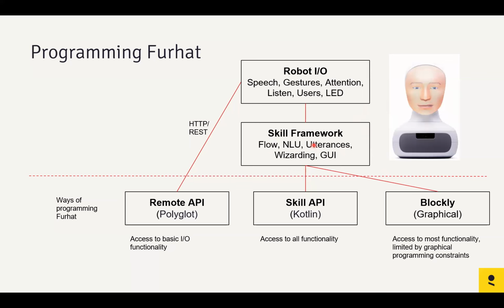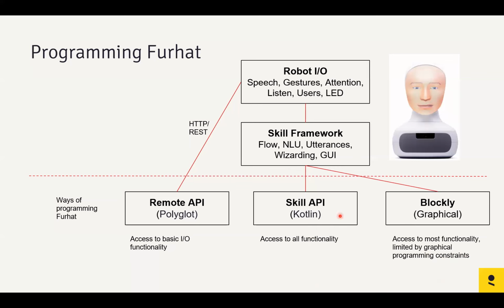The skill framework is something we have built on top of this, which is a much richer framework for developing conversational interaction, where you can develop a dialogue flow. You have access to natural language understanding, multimodal utterances, Wizard of Oz functionality, and also to add graphical user interfaces to the robot. And this you can program in two different ways. We have what we call the Kotlin Skill API, where you use Kotlin, the programming language, to program the robot. And then there is also the Blockly graphical tool.